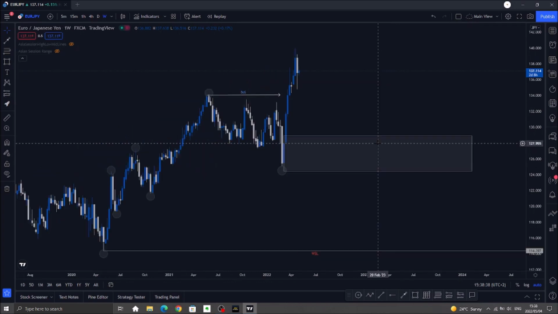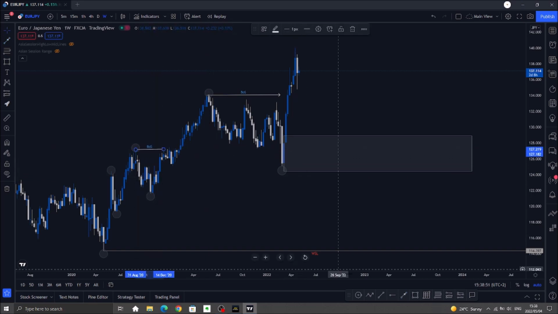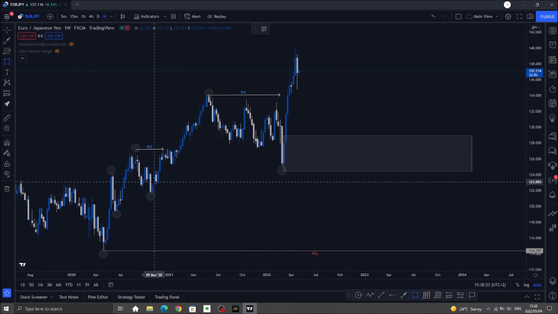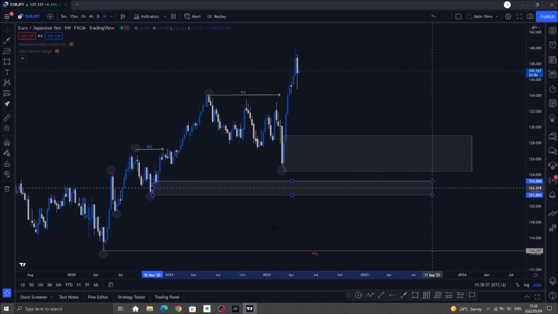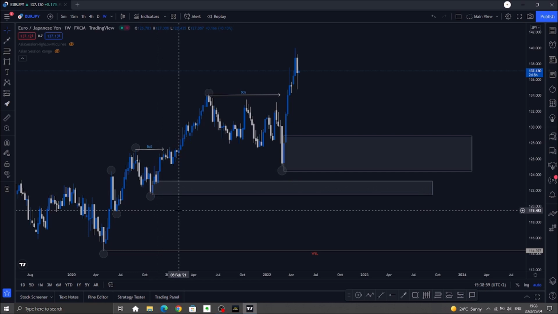So what we're going to do now is identify one more break of structure, which is valid in here, together with another origin of that break of structure, which would be this specific area in here. And notice how your breaks of structure more often than not originate from the previous swing point, which is why it's so important to be able to identify those swing points.